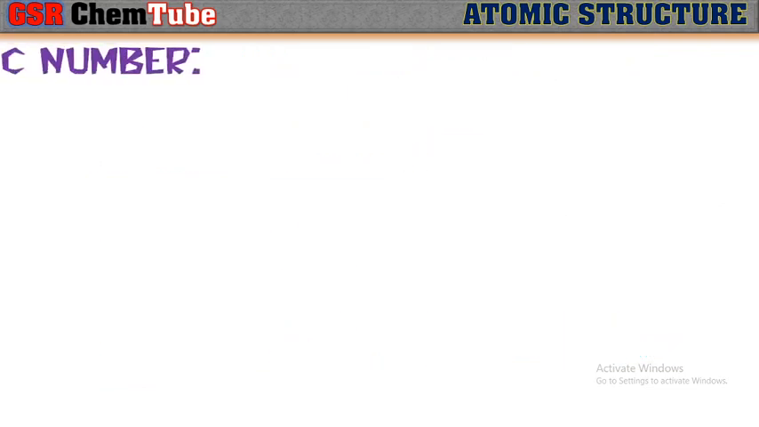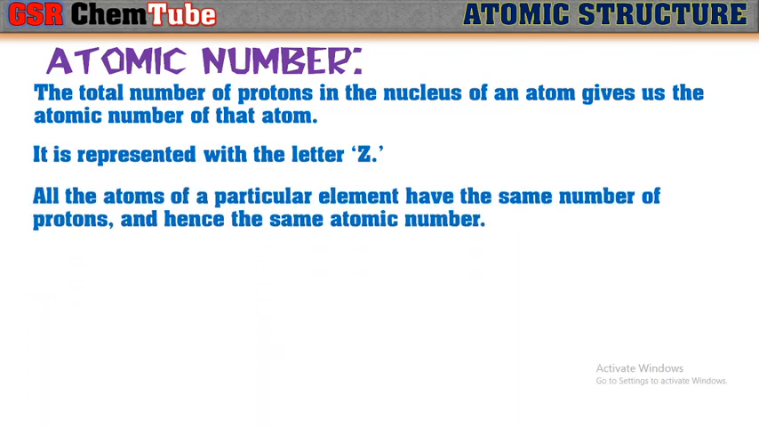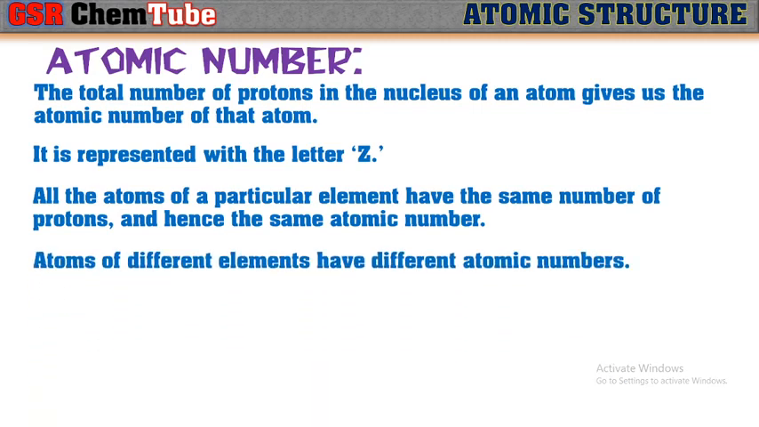First, let us see what this atomic number is. The total number of protons in the nucleus of an atom gives the atomic number of that atom. It is represented with the symbol Z. All the atoms of a particular element have the same number of protons and hence the same atomic number. Atoms of different elements have different atomic numbers because they have a different number of protons in their nuclei.